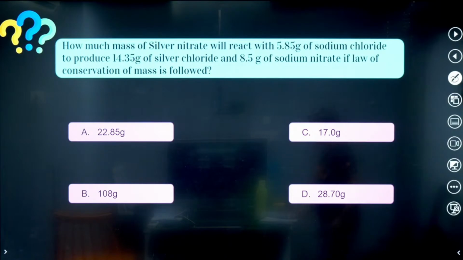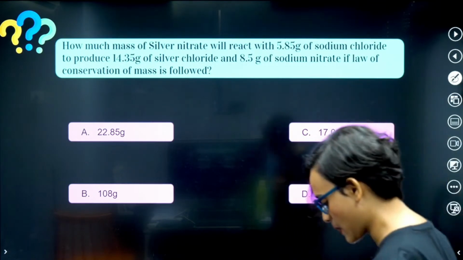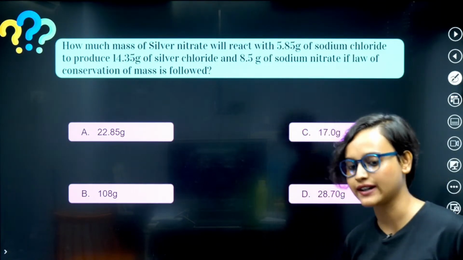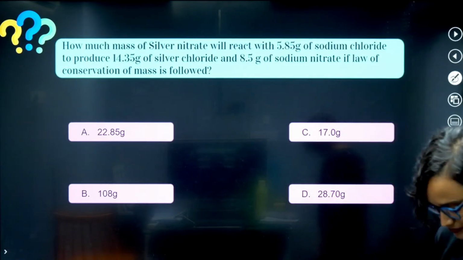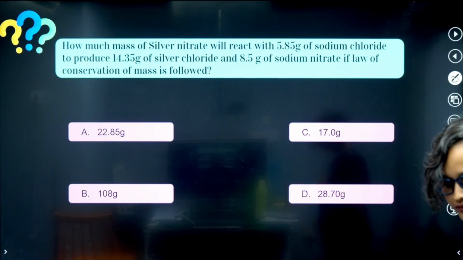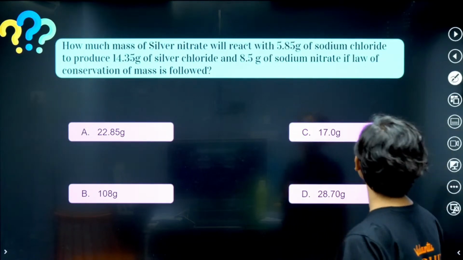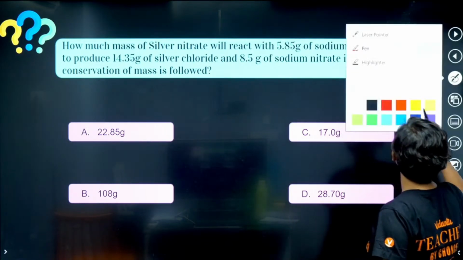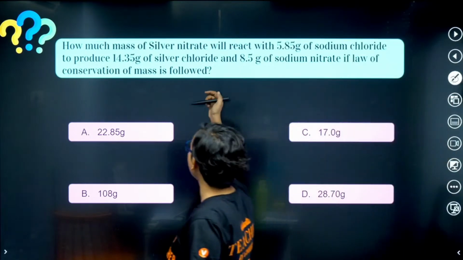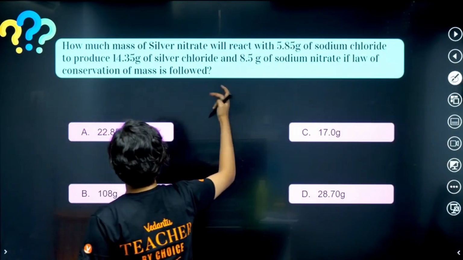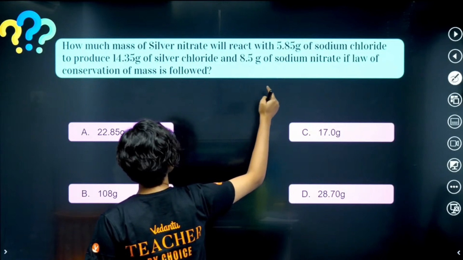Guys, come on. It's very easy. What do we have to do? What is written here? Come on, have we thought about it? Let's take a look at it. So as per law of conservation of mass, what is it given?